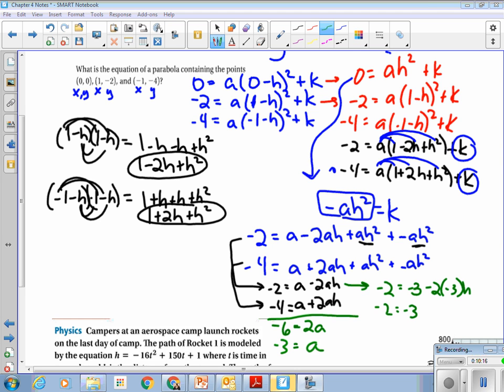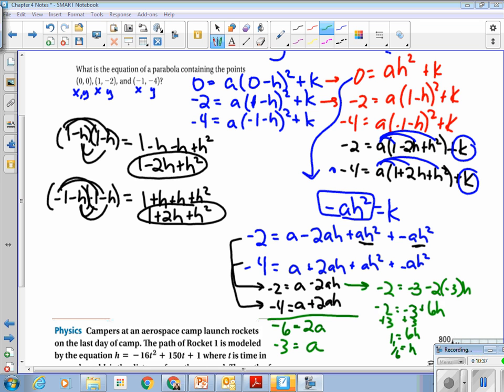Negative 2 equals negative 3h. Negative and negative is a plus. 2 times 3 is 6. I add 3 to both sides. I get h is equal to 1/6.